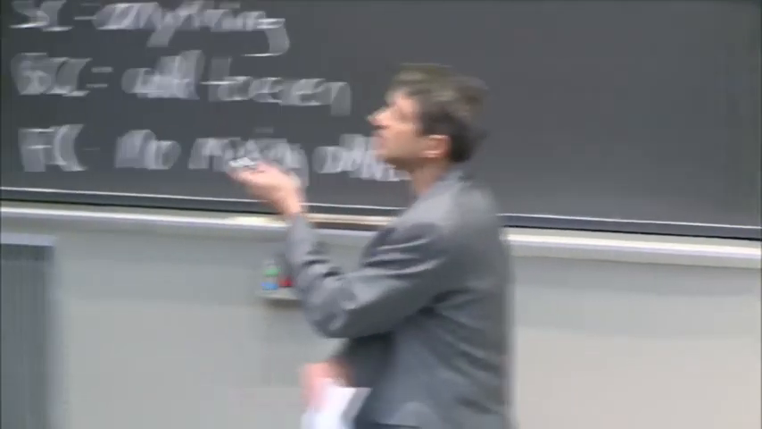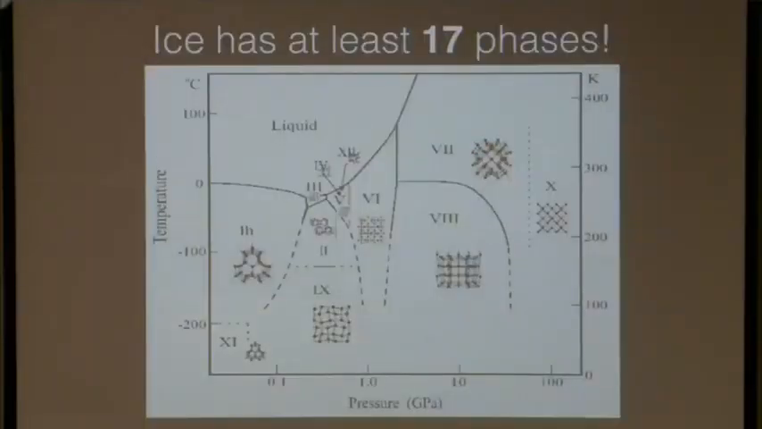I love this one. This is water. Now, don't worry about how complex this is. Actually, the whole point is it's complex. This is the phase diagram of water. Now, this doesn't even have them all. There are 17 current phases of ice. 17 different crystalline structures of ice.